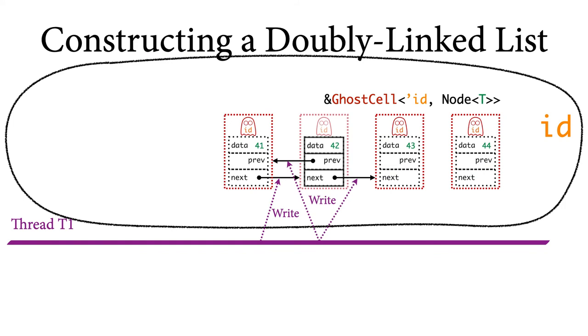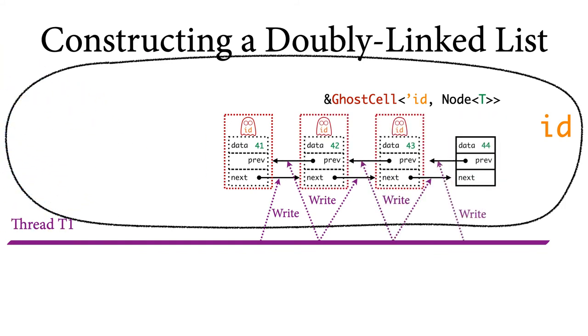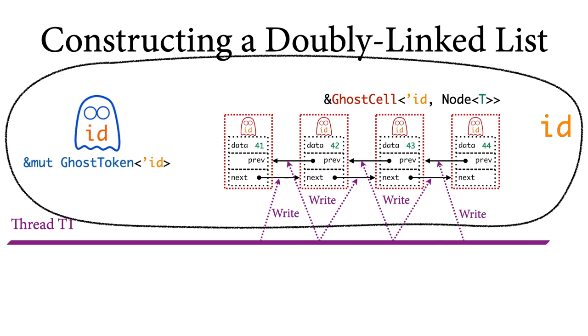And we can then do the same thing for each of the other nodes, trading ownership of the ghost token for temporary ownership of each of the nodes in order to link them all together to form the doubly linked list.